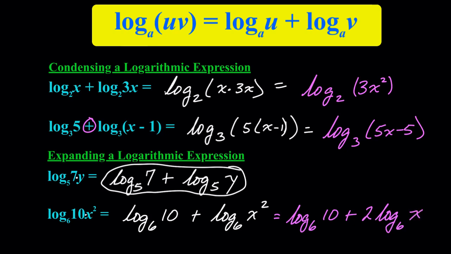So your expanded forms will not have an exponent on them right here, because you will bring that to the front of your logarithm always. This would be considered your condensed version when you have the exponent.